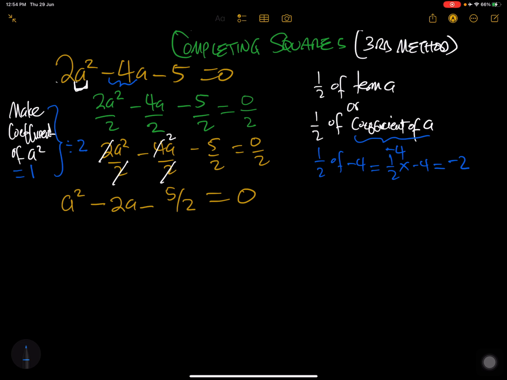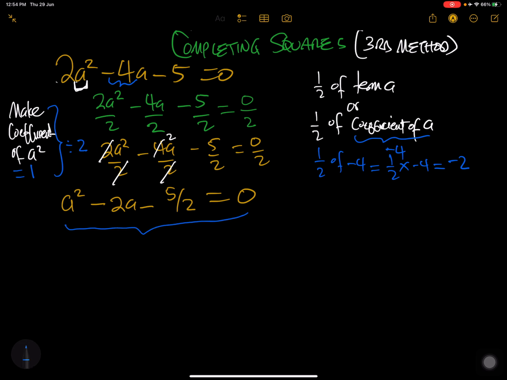Okay, so did we do this right? No. Sorry, so it's not going to be negative 4. It's going to be negative 2. Half of the coefficient of a, it has changed because this is what we have now. What we have now is here, not the question itself.